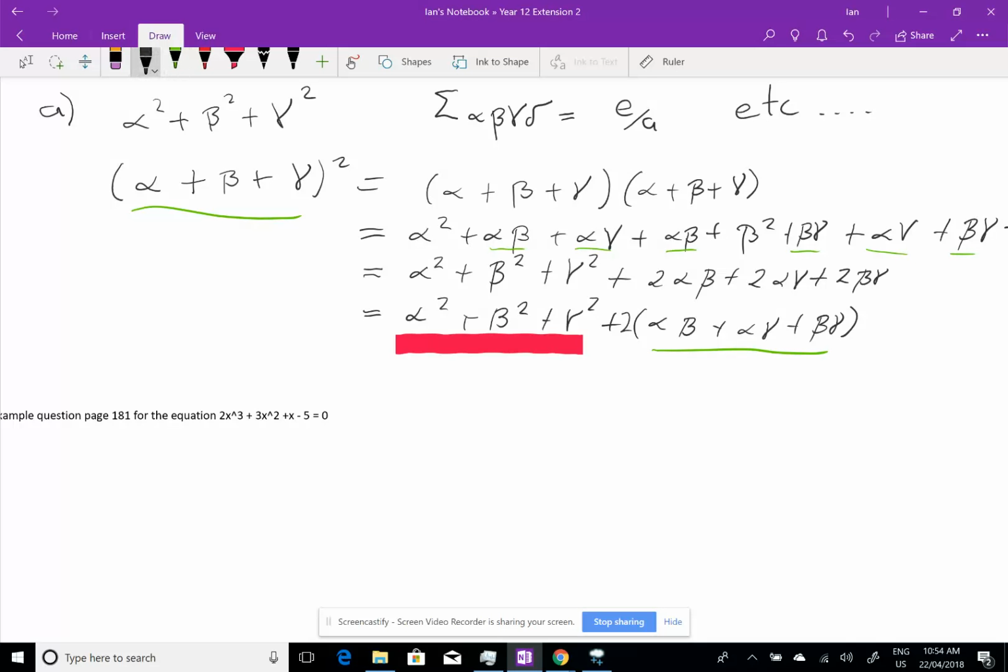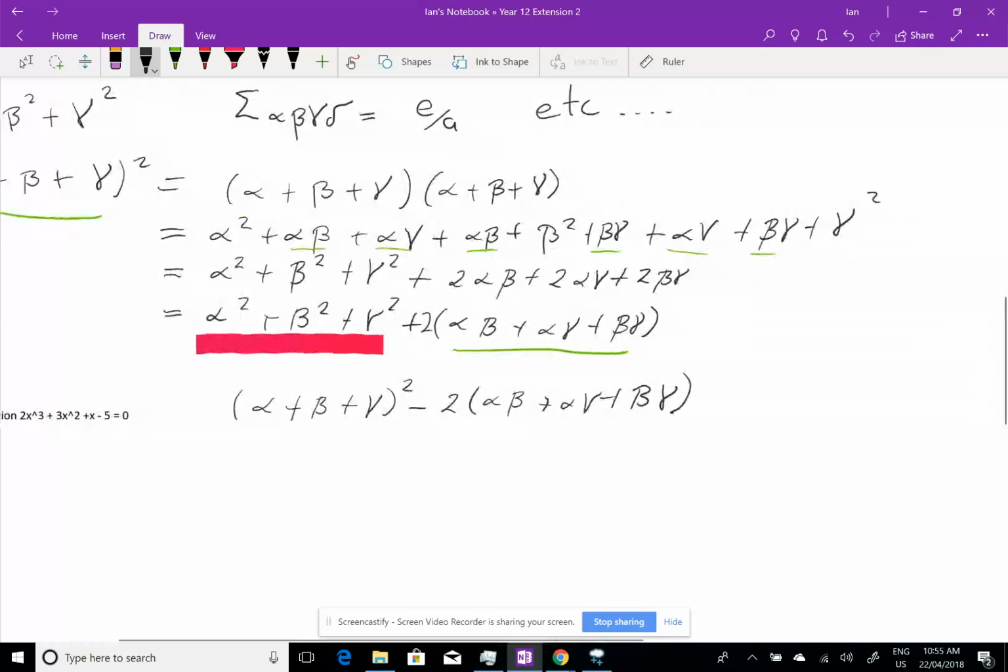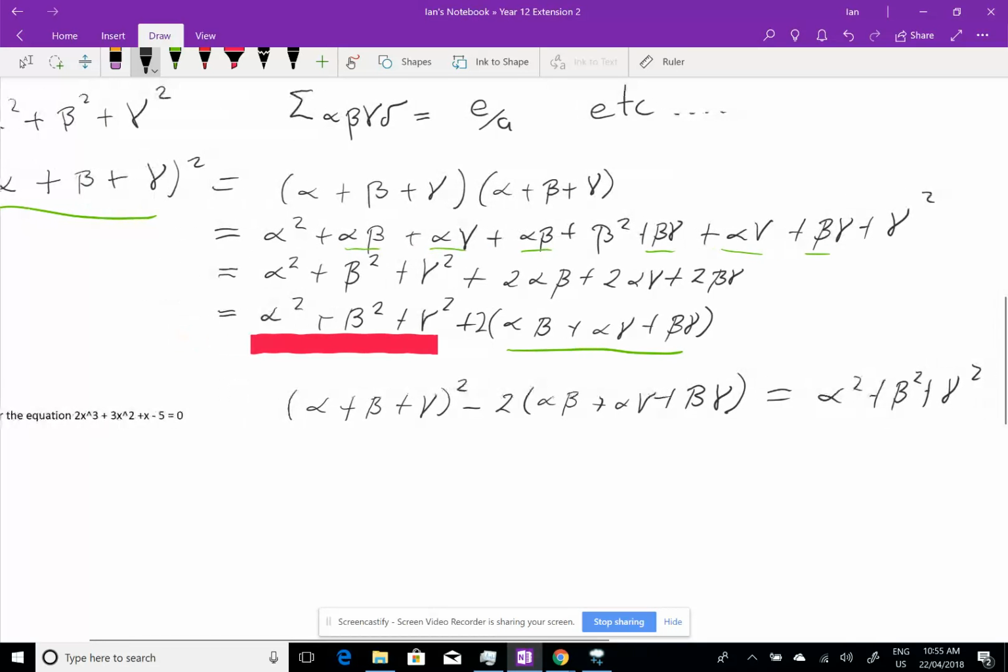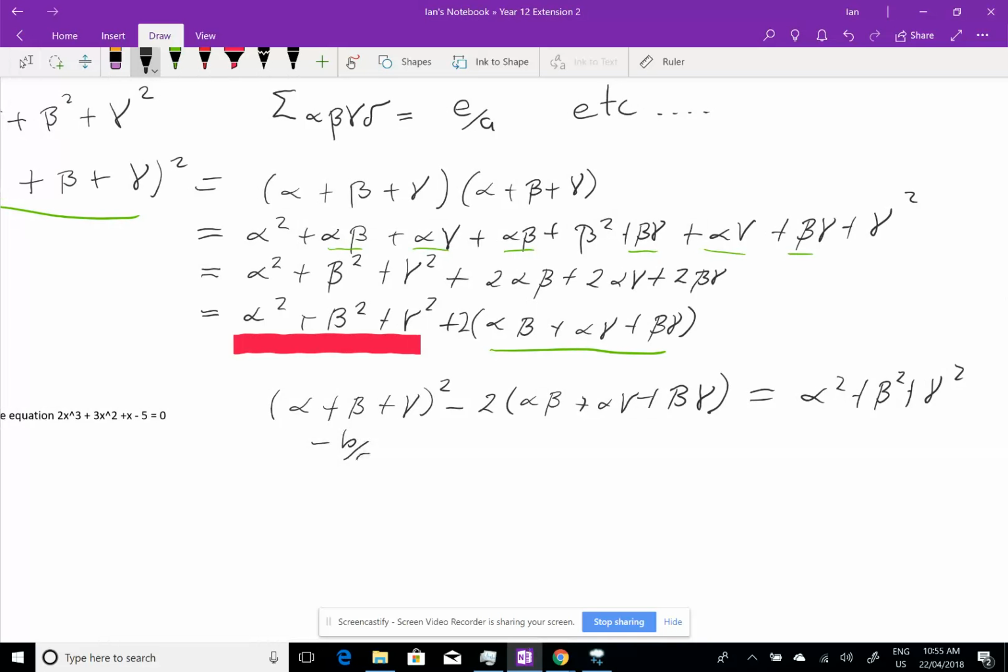So I'm just going to write an equation now. I'm going to take this 2 alpha beta and subtract it. So (alpha plus beta plus gamma) all squared minus 2 (alpha beta plus alpha gamma plus beta gamma) equals alpha squared plus beta squared plus gamma squared. And I know what these are because that's minus b on a, and that's c on a.